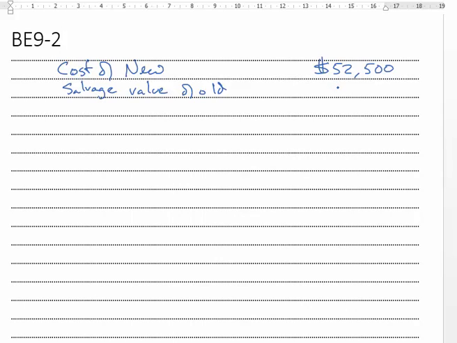Now I'm going to make that negative because that would be cash going out the door. Current salvage value would be cash coming in the door, $15,750. That would be to the positive. Estimated cost per year to operate, $26,250 for the old, $12,250 for the new, over the remaining useful life of 5 years.